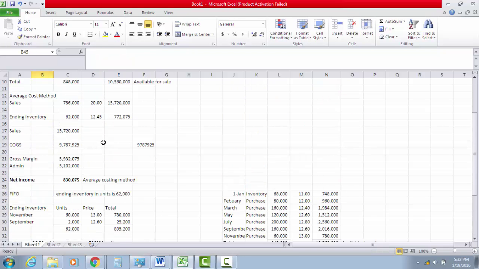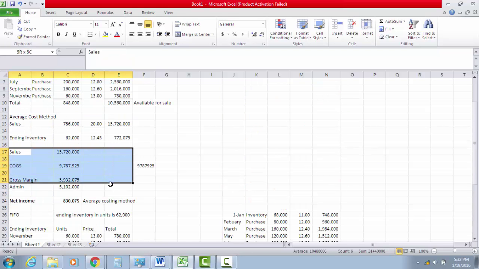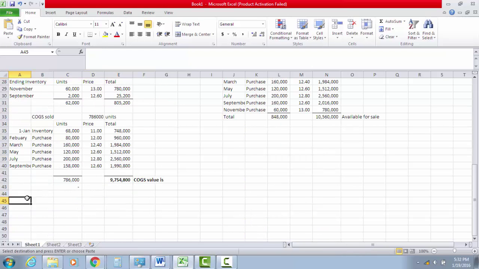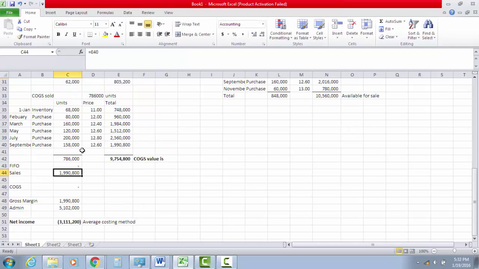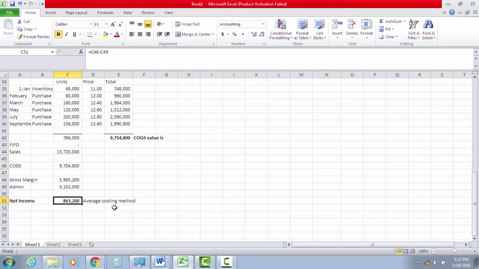So if I take a look at above, and again, I already did the calculation, what we're going to do here is just copy above, and then format it how we want it. So in FIFO, and I'm just going to put FIFO above it again, you have sales of 15,720,000. Your cost of goods sold we solved for above. You have a gross margin of 5.96. You have your admin, so your net income before taxes and such is 863,200 in the FIFO method.